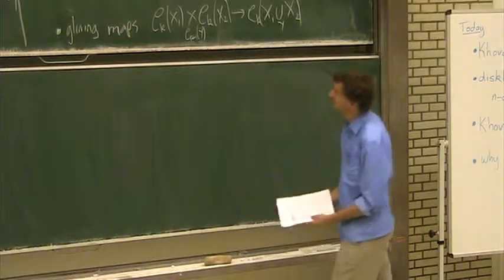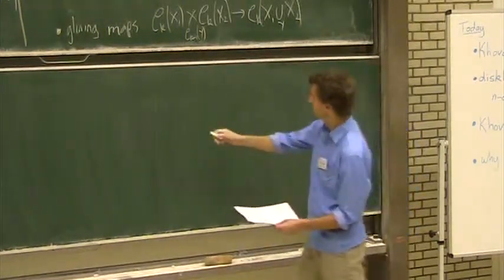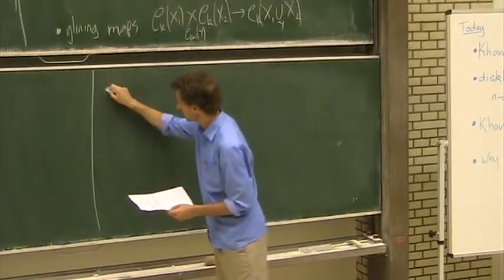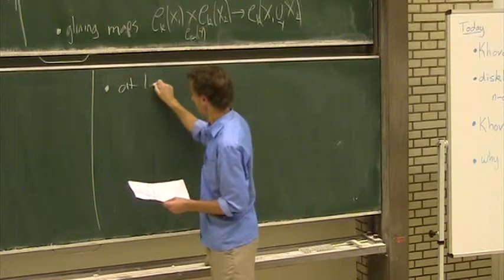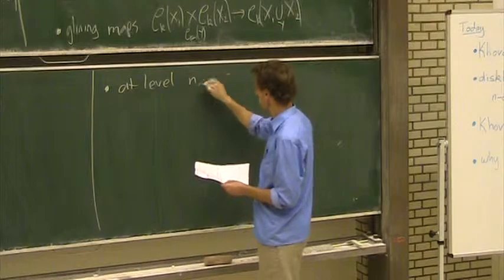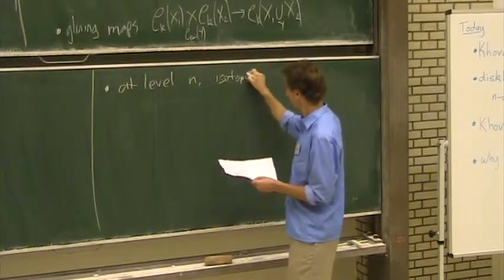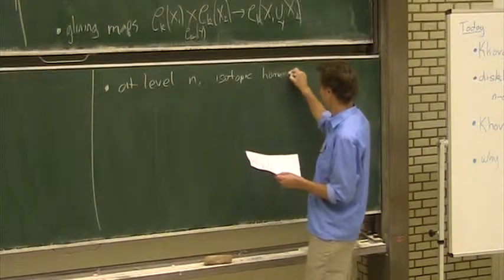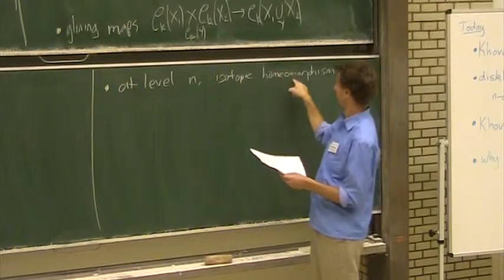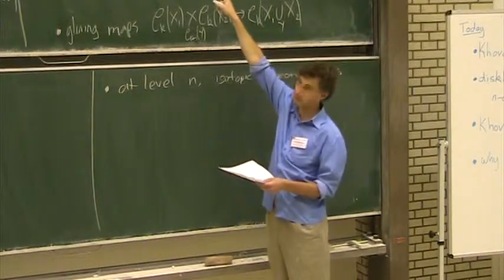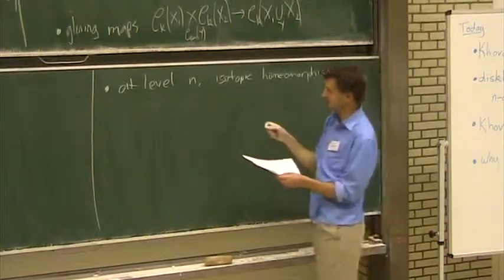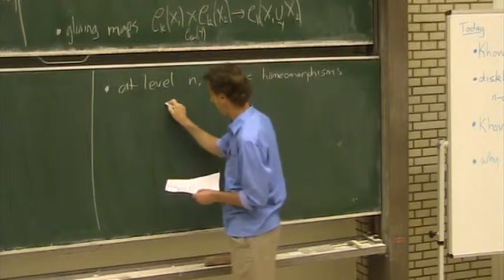Okay, so what does that data up there have to satisfy? Maybe I'll continue on this side. Well, at level n, that is the topmost level, isotopic homeomorphisms between n balls that happen to be isotopic should give the same map on the set of n balls. Isotopic homeomorphisms act identically.